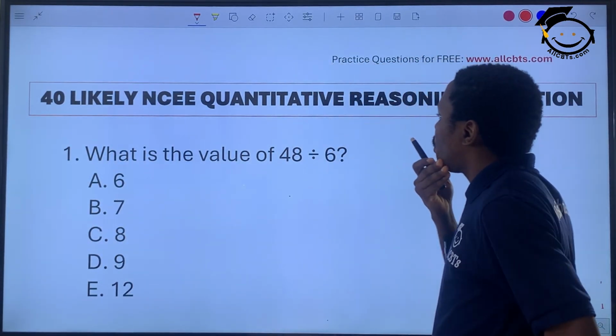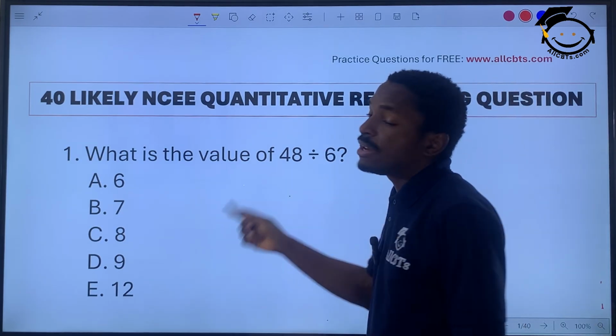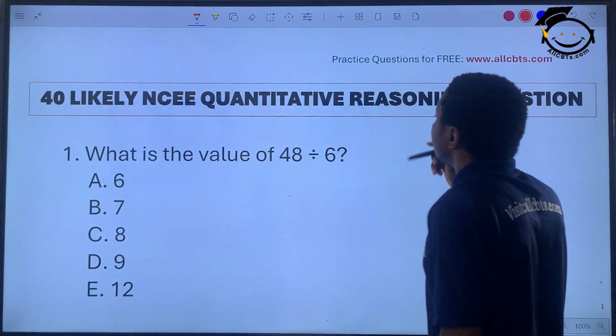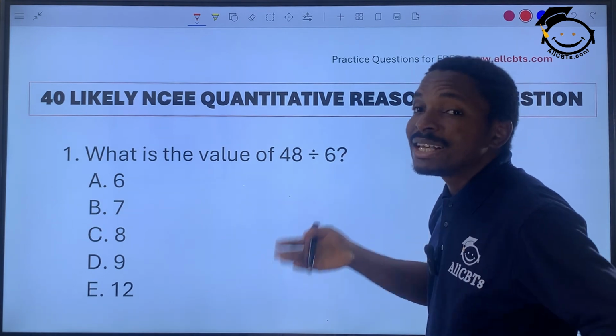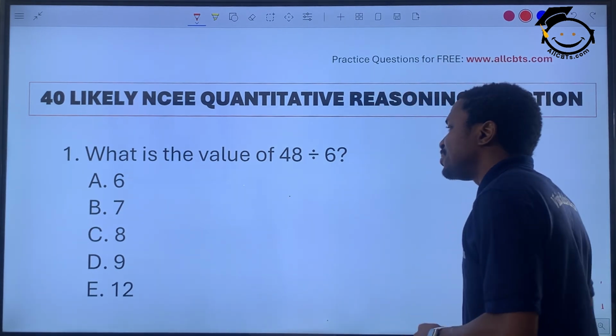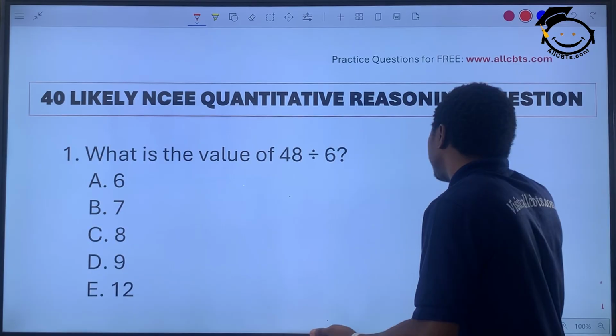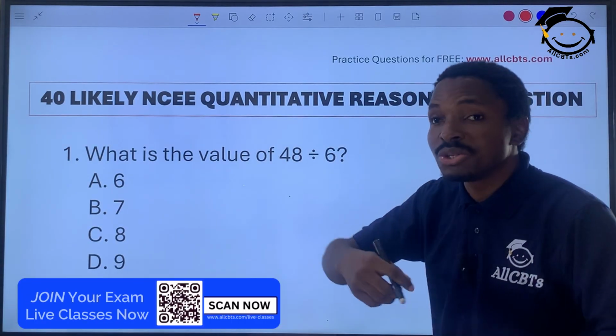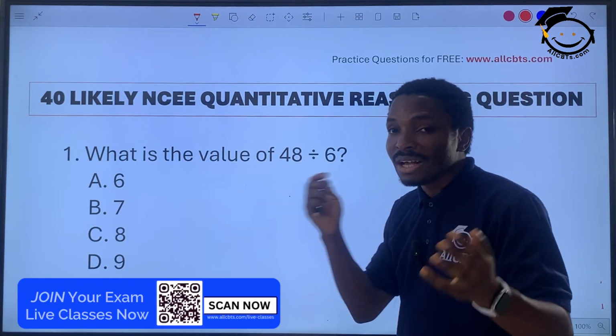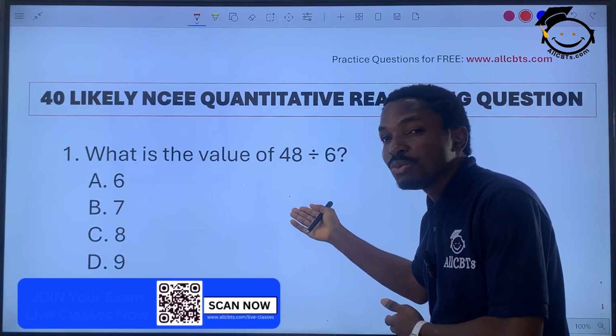Question 1. What is the value of 48 divided by 6? Simply put, 48 divided by 6. So you can count 1, 2, 3, 4, 5, 6 until you get to 48. You make strokes, or you can use your fingers. This should be a very simple one for you.